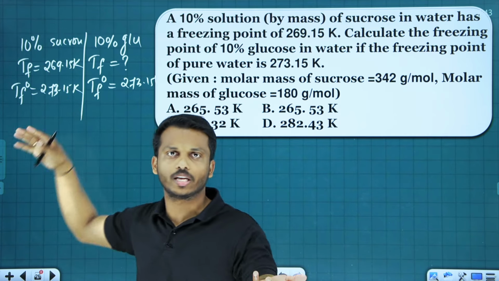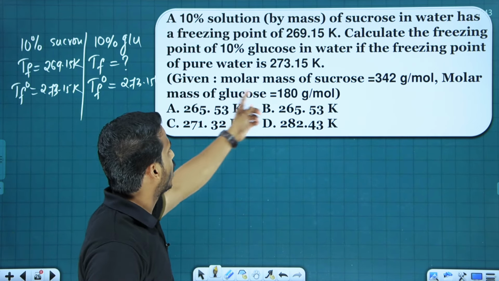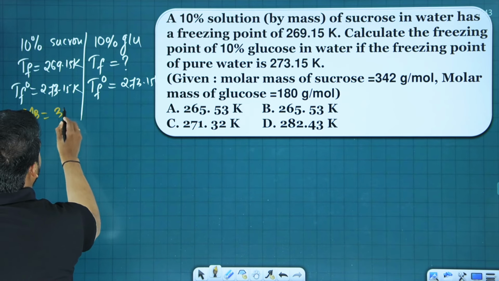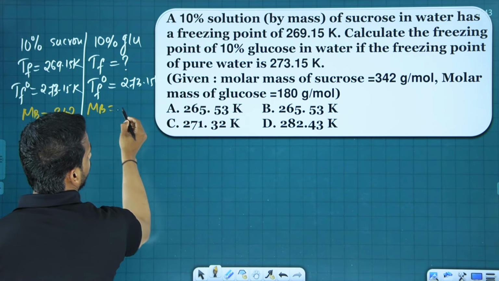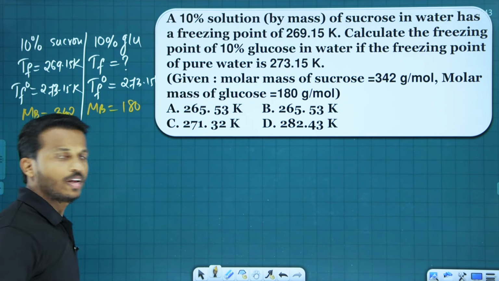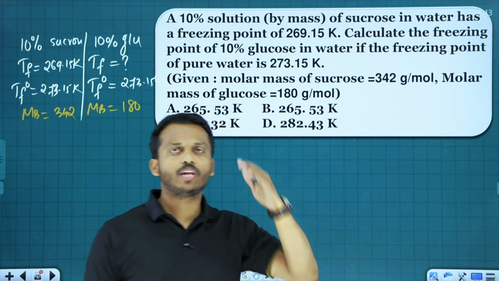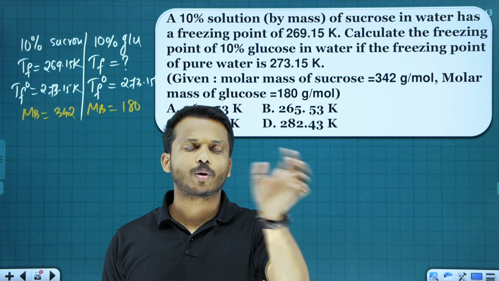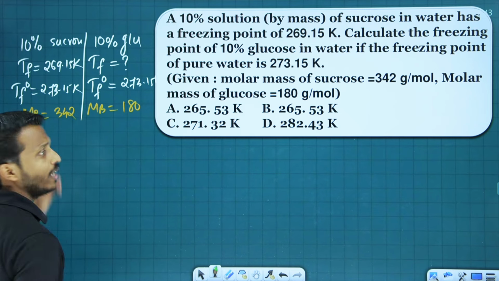The solvent is water, that is constant. One more thing, the molar mass of sucrose is given. So MB is 342, and the molar mass of glucose is given here as 180. The calculation is very easy actually. If they give two solutions and ask for one data, write the expression for both of them and take the ratio, that's it.